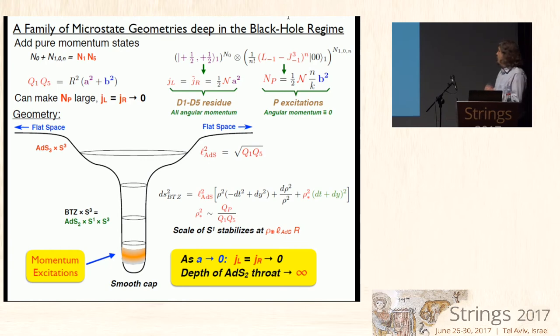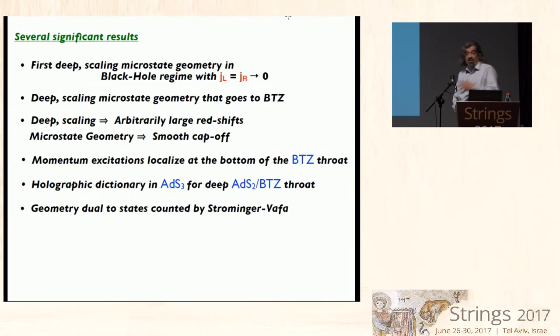And as I say, you can dial A to be as small as you like, and that turns J left and J right to 0, and the depth of the ADS throat as deep as you like. So what have we done here? We've got the first deep scaling microstate geometries with arbitrarily small angular momentum. That's an achievement we hadn't managed to get in this whole microstate geometry program. We generically had things with large angular momentum somewhere. It goes to BTZ. It's deep in scaling, arbitrarily large redshifts, but it caps off smoothly. The momentum excitations are localized at the bottom of the throat.